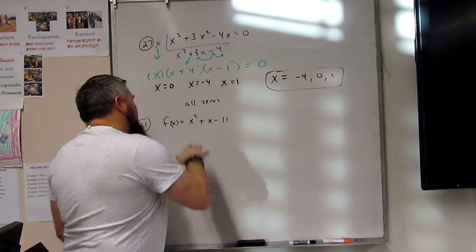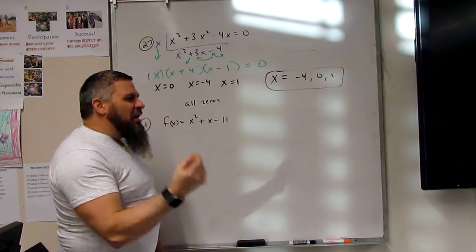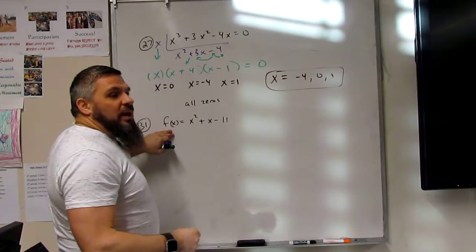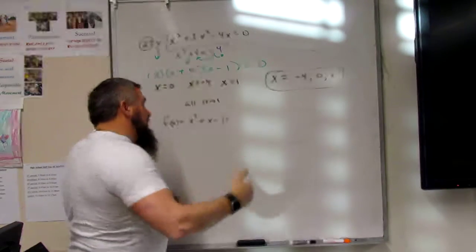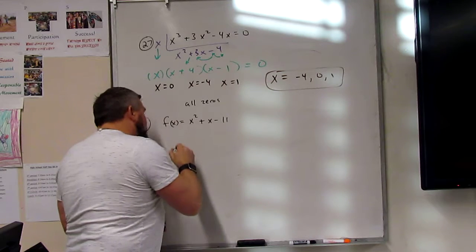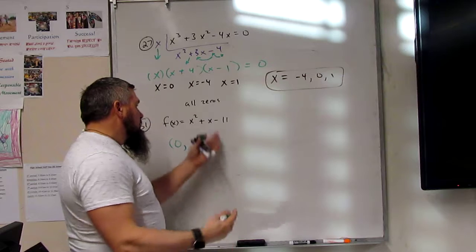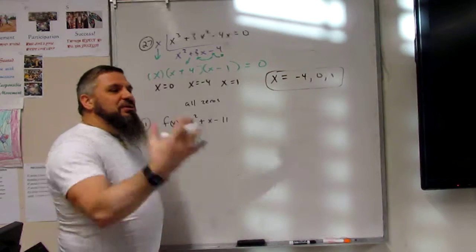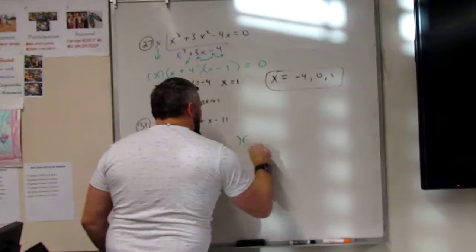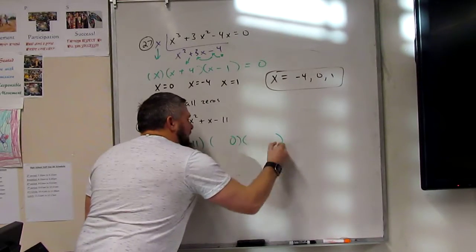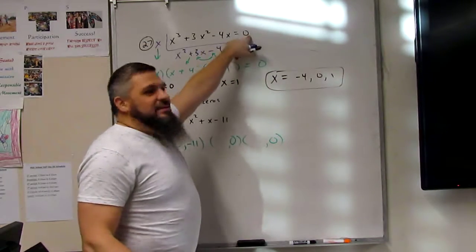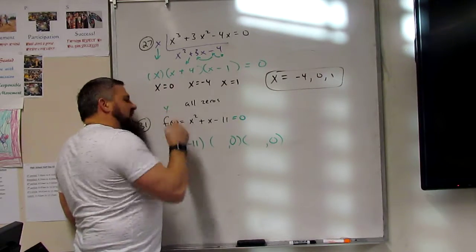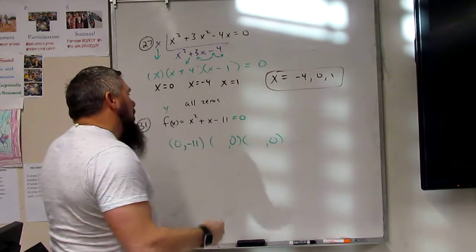Okay? Next. This one's all the zeros. All the zeros means set it equal to 0, right? But also, if x is 0, what is y? Negative 11. Remember, it's the y-intercept. So there's one zero for you. The other zeros are going to be when y is 0. That's what this is. Y is 0. Remember, f of x is y. So when y is 0, then what are these?